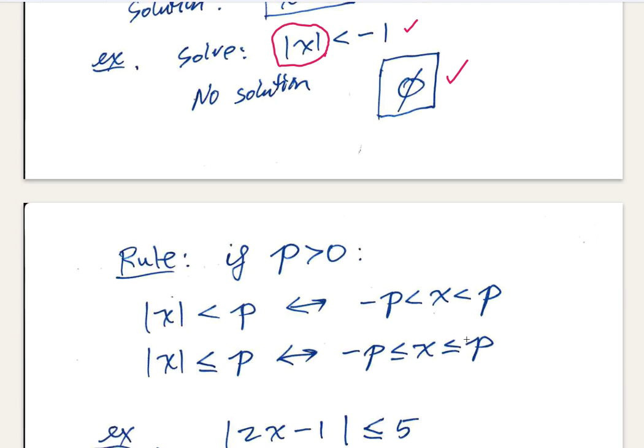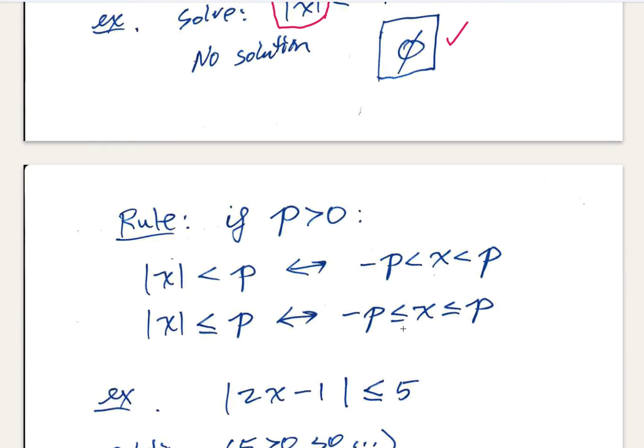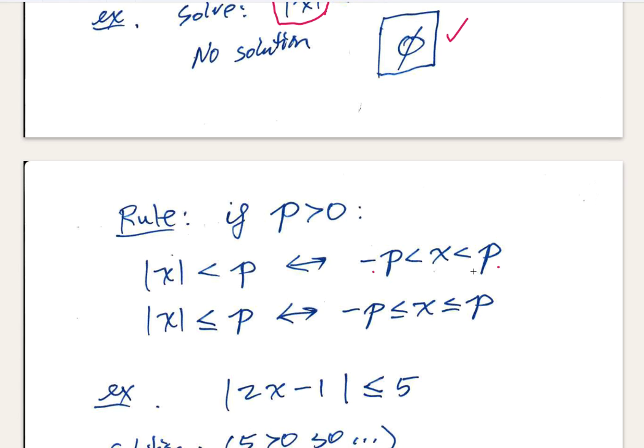Okay? Here's going to be the rule. If p is greater than 0, so p stands for a positive number, and the absolute value of x is less than p, this is true if and only if x lies between negative p and p, or in other words, negative p is less than x is less than p. Okay, so we saw those above. And then a slight change here: absolute value of x is less than or equal to p, for positive p, if and only if negative p is less than or equal to x is less than or equal to p.